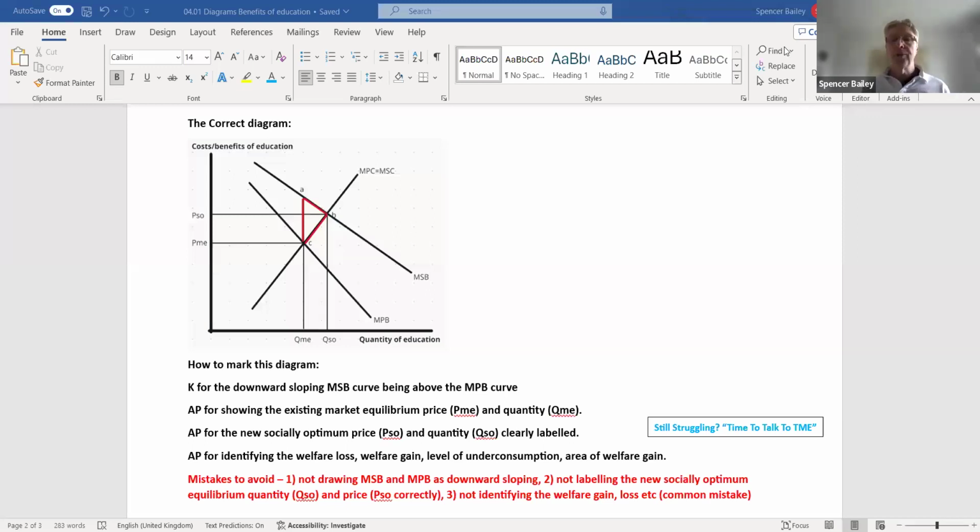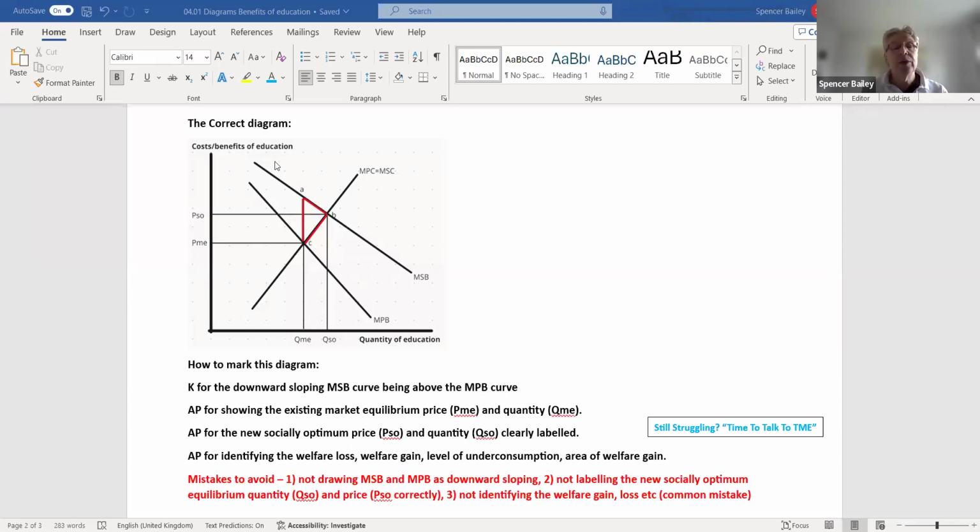Right, welcome back. Hope that was okay for you. How do I know it's beautiful? Because I drew it. Okay. I'm sure your diagrams look something very similar to it. Now, let's have a look at how we're going to give this diagram 4 marks.